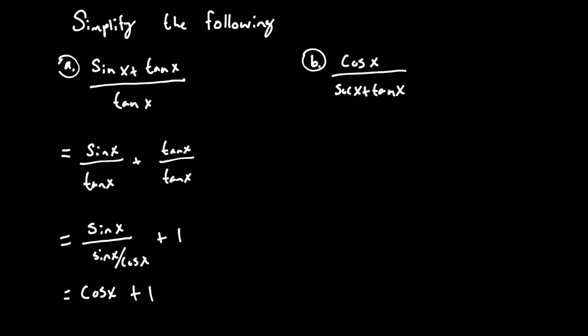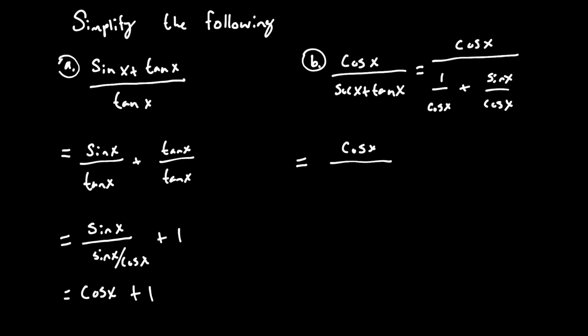Now looking at part B, we want to simplify cosine x divided by secant x plus tan x. Again, we want to simplify the denominator, so let's rewrite secant x and tan x in terms of sine and cosine. This is going to then be equal to cosine x up top divided by 1 over cosine x plus sine x divided by cosine x. Combining our fractions in the denominator, we get cosine x divided by sine x plus 1 divided by cosine x.